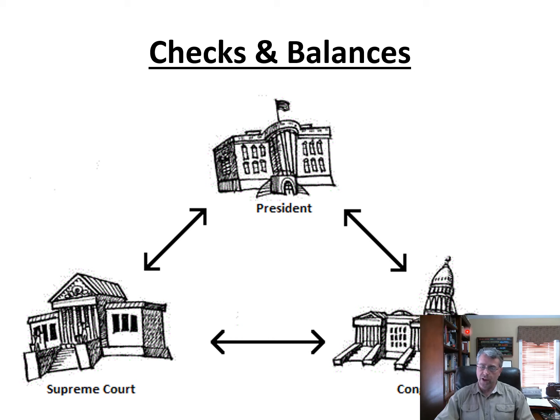Although the president checked the power of Congress here, Congress can overturn the president's veto with a 2/3 majority vote in both houses, both the Senate and the House of Representatives. So even though the president vetoed it, Congress can still pass that law, but it becomes more difficult to get a 2/3 majority vote than it is a simple majority.